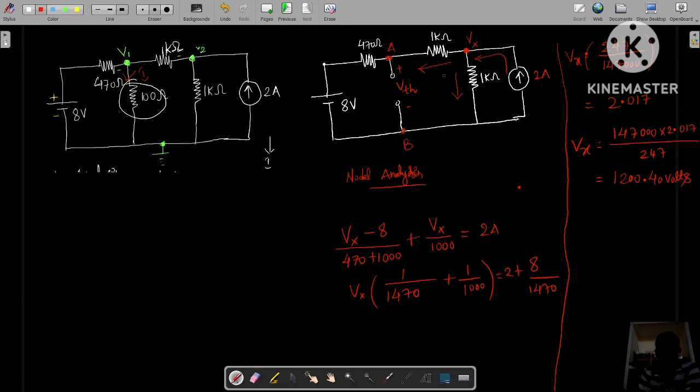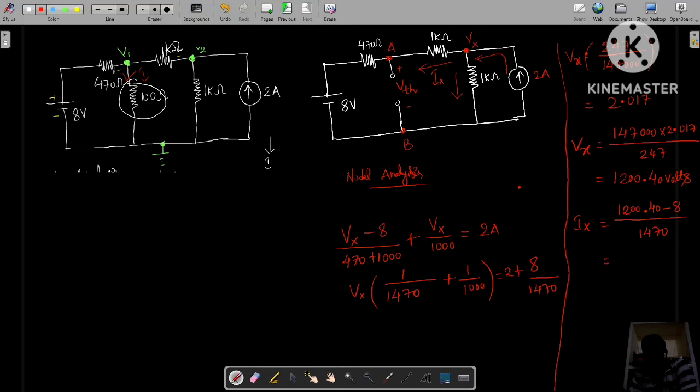How can I get VTH? First I need to know this current. After knowing this current, by adding this voltage with the drop here, I will get this voltage. Okay. So now what is the current through this path? Let me consider this as Ix, because I need Ix. So Ix is equal to Vx, 1200.40 minus 8. This voltage source value is 8, minus 8 divided by, what is the total resistance? 1470 ohms.